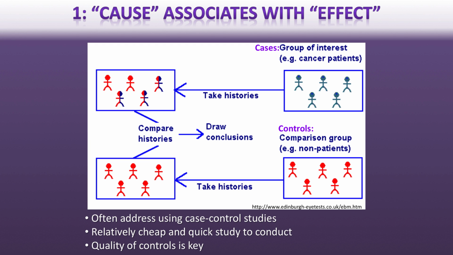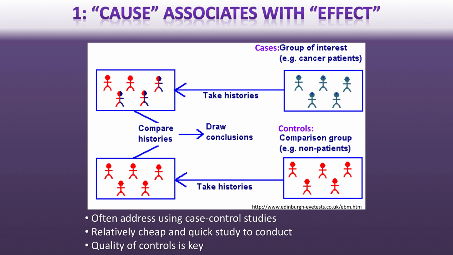On the top, you'll see cases, and on the bottom, you'll see controls. So cases are the group of people who have the disease that you're interested in, all right? Be it cancer, or be it cognitive impairment, potentially due to lead or some other thing like that. Controls will be a comparison group. So controls are people who aren't patients, who don't have that condition.